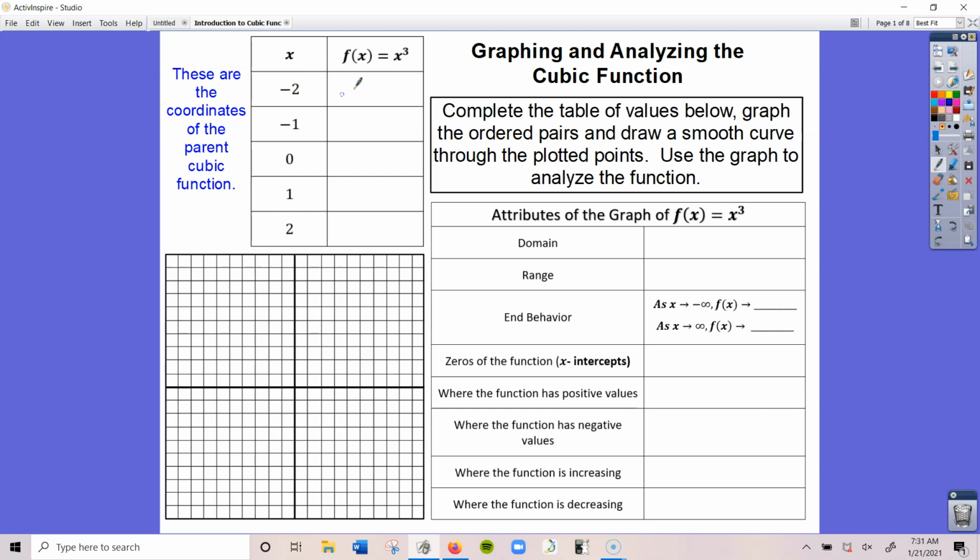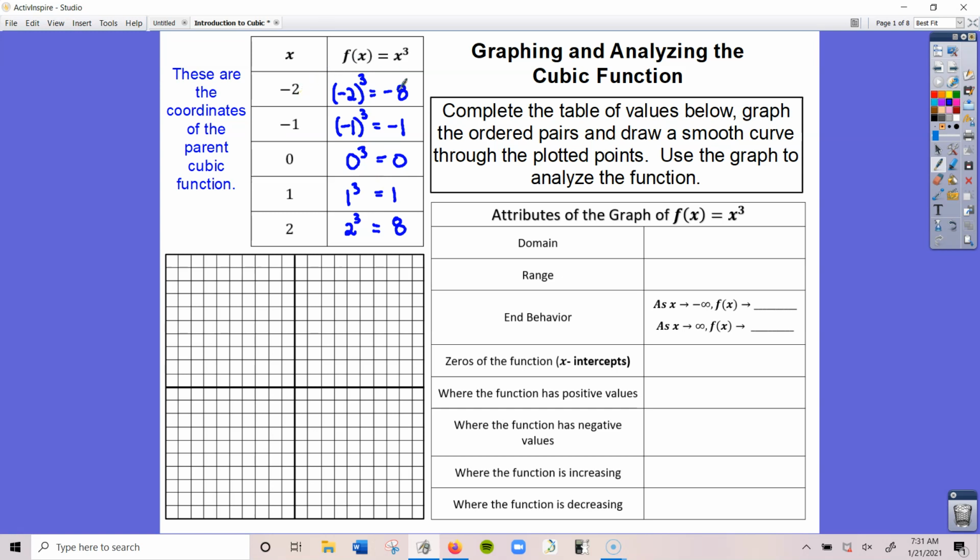So if we plug in -2, that's -2 to the third, which, any number raised to the third power means that we multiply it with itself 3 times. So -2 times -2 times -2 is -8. If I do the same thing with -1, -1 to the third is -1 times -1 times -1, which is -1. 0 to the third is just 0. 1 to the third is 1. And 2 to the third is 2 times 2 times 2, which is 8. So these are going to be my reference points.